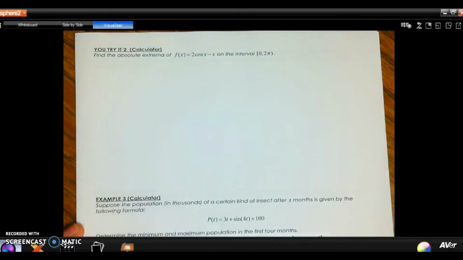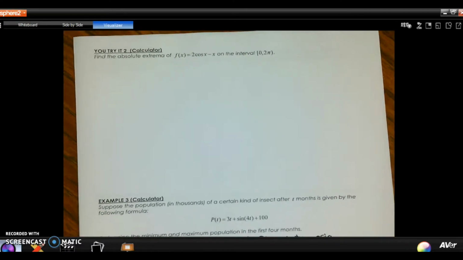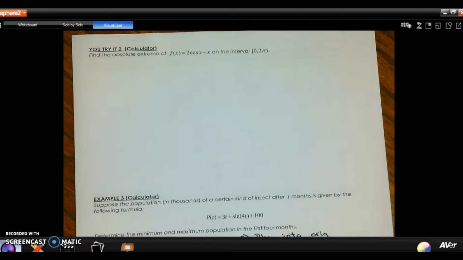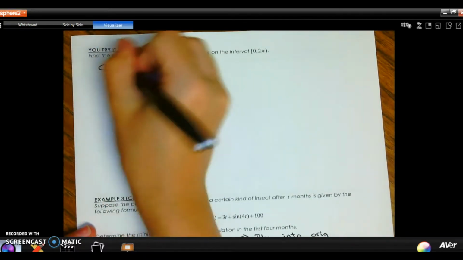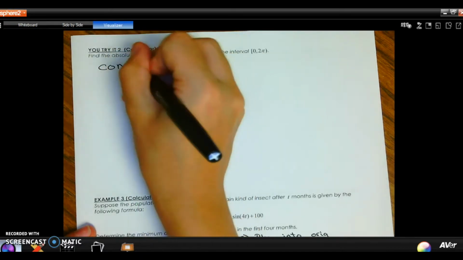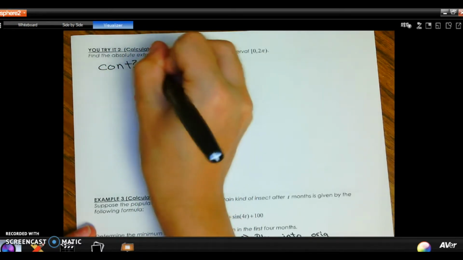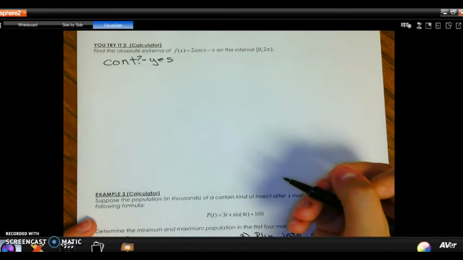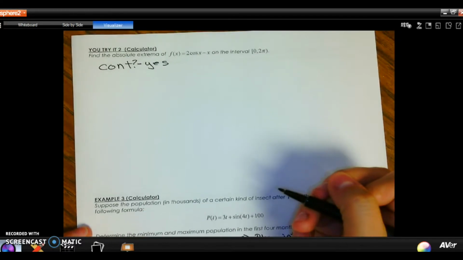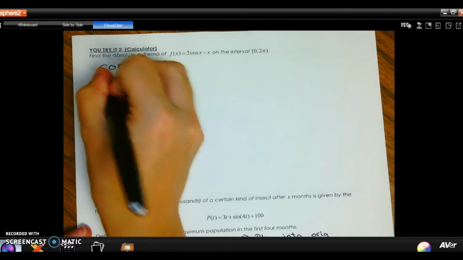You should know that without looking at the graph, though, because cosine, you don't have to worry about any asymptotes or anything with a cosine curve. It just oscillates back and forth. So we could say, yes, that thing is continuous. Okay, so continuous, and we're going to say yes. And then we are going to take the derivative and set it equal to 0.